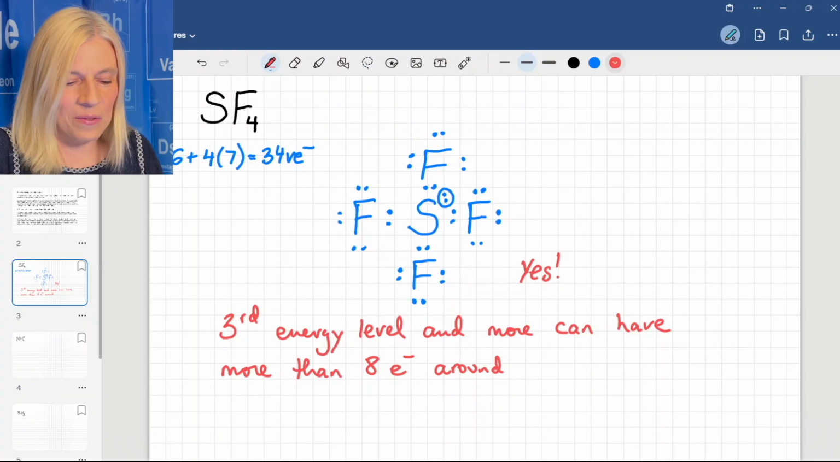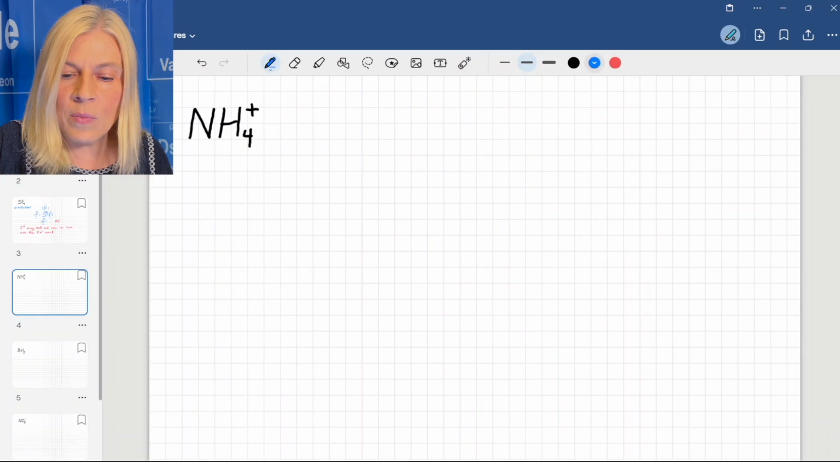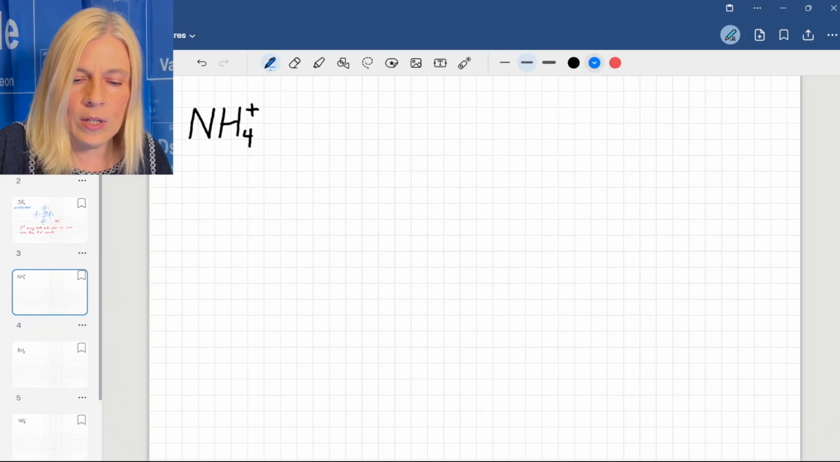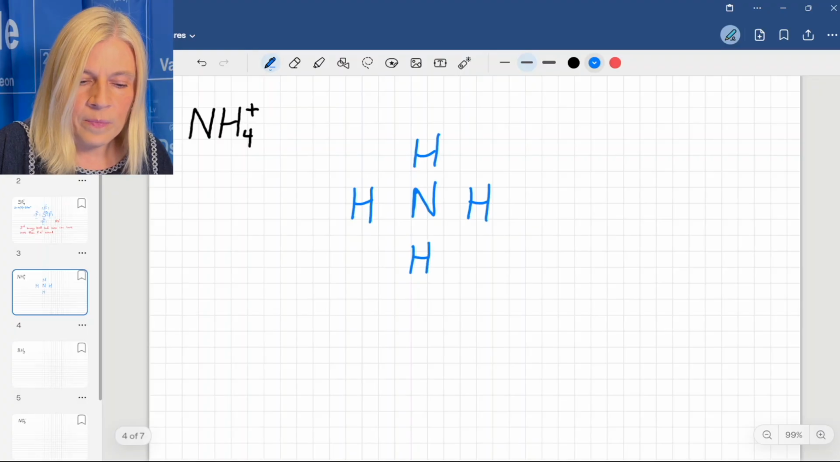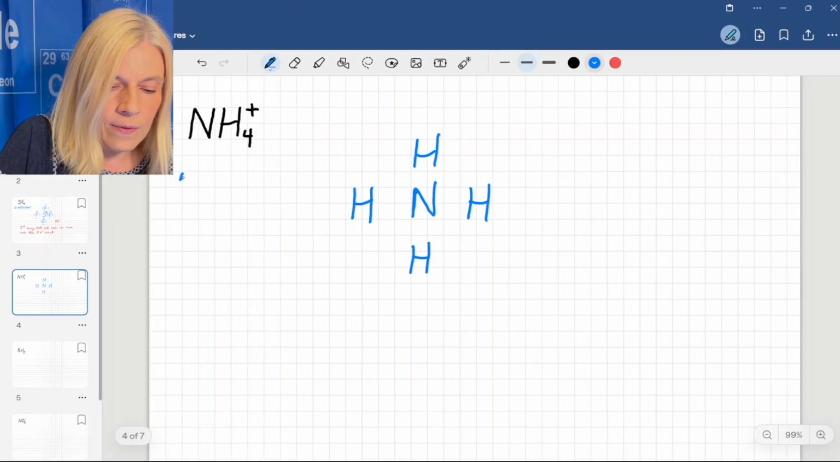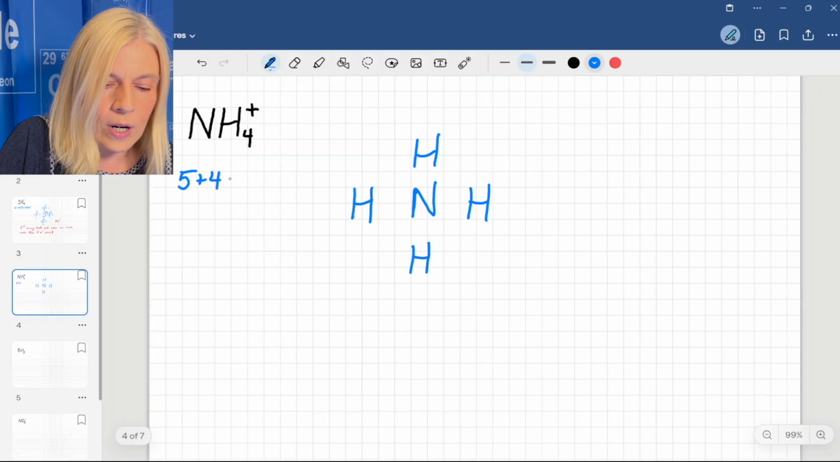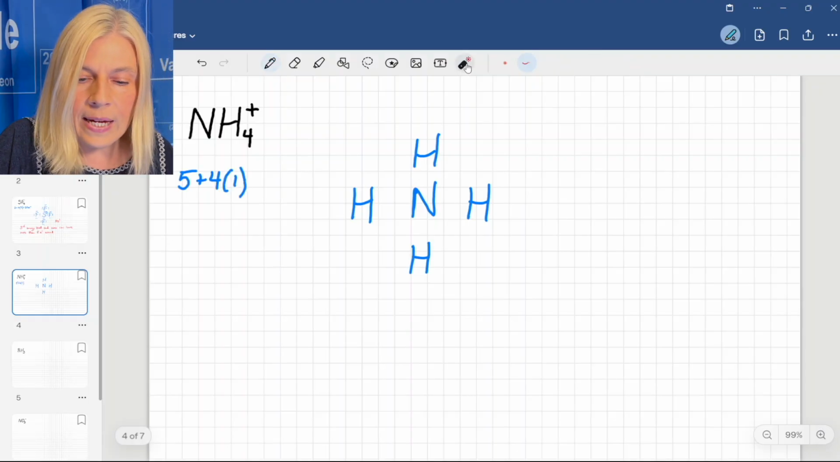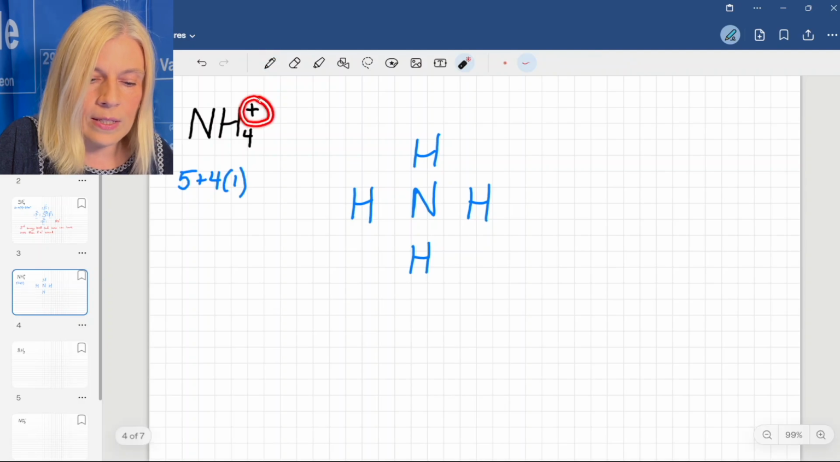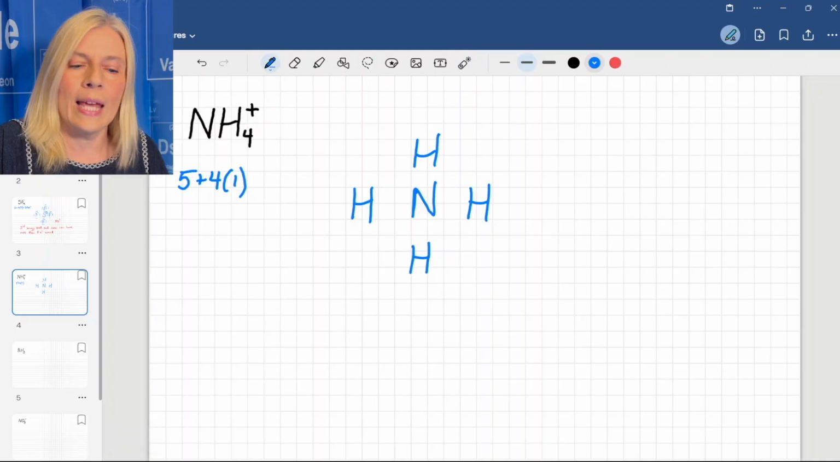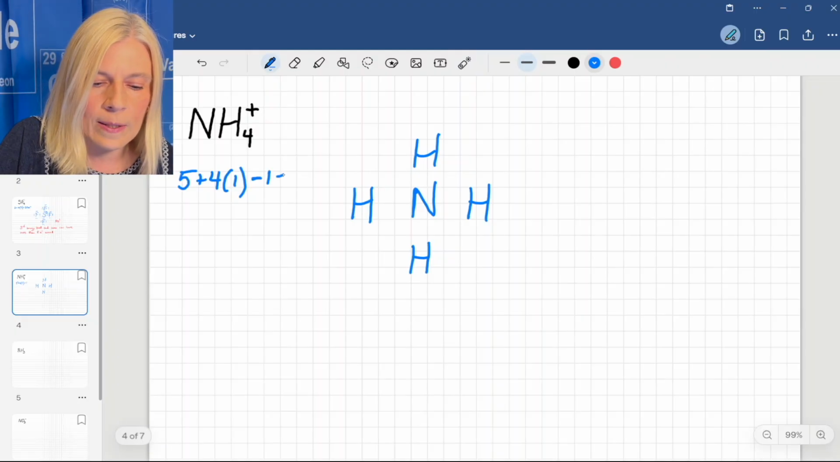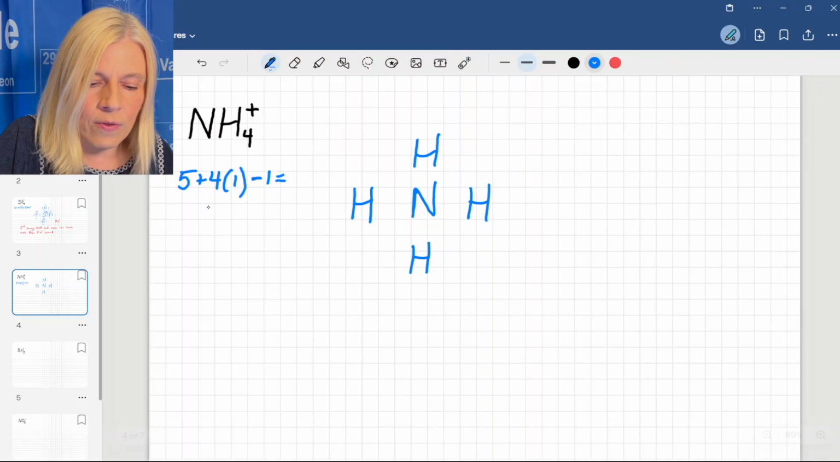Okay, let's get to the next one. We have our ammonium ion, right? So we're going to stick nitrogen in the middle, hydrogens on the outside, and we're going to do our count. So nitrogen comes with 5 valence electrons plus we have 4 hydrogens, each comes with 1. But this is why I chose this. We have this positive charge here. Positive charge here means we have to remove that 1 electron. So we're going to do minus 1 for a total of 8 valence electrons.